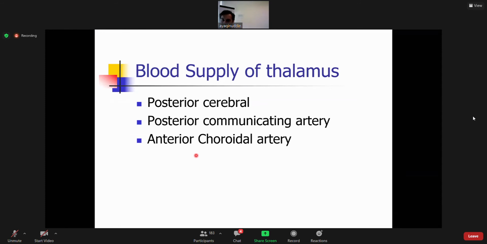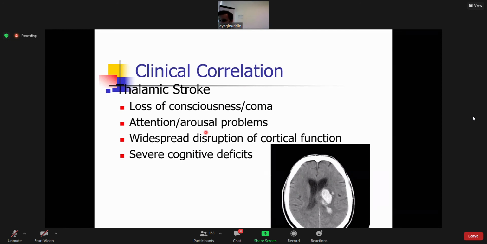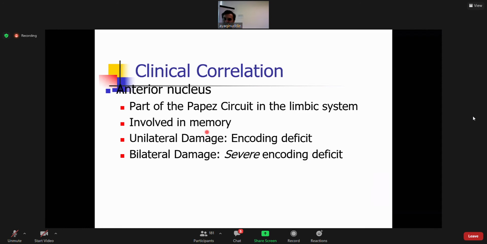So the thing which you are going to see with the thalamus is the thalamic stroke. One of the things which you are going to see with thalamic stroke is loss of consciousness, arousal and attention problems, and widespread disruption of cortical functions, because the thalamus has two-way connections with the cortex. But one of the characteristic signs of the thalamic stroke is that you have intense, intractable pain in the legs. So you start to have some intractable pain, which you cannot trace to where it is coming from. So one of the characteristic signs of a thalamic stroke, besides being unconscious and comatose, is that once you recover, you have some intractable pain in the lower limbs. So that is also one of the characteristics of thalamic strokes.